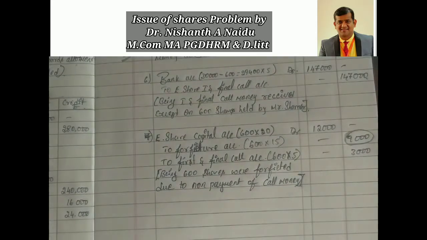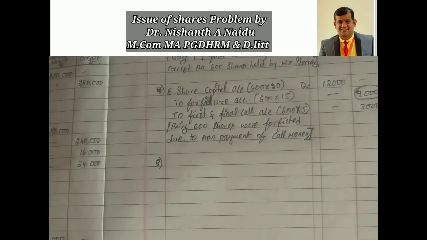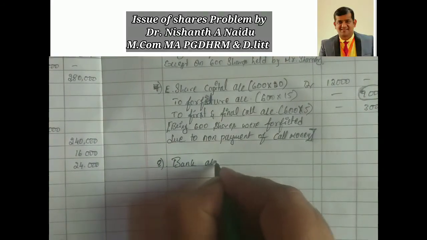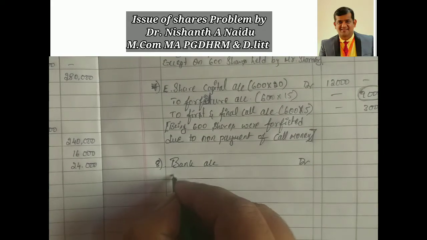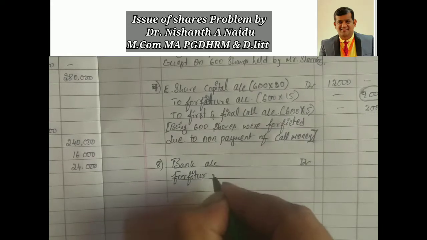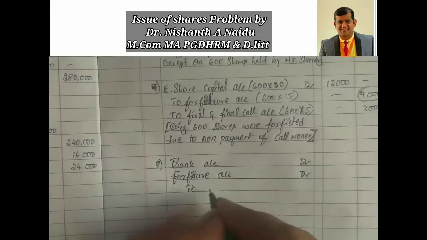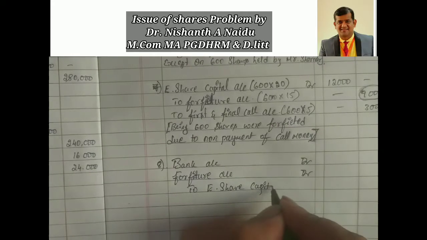Okay, so narration part is over. So next, reissue entry. These 600 shares were reissued to Mr. Raghavendra at rupees 18 per share, they said in the adjustment. Okay, so write down bank account debtor, forfeiture account debtor to equity share capital account.